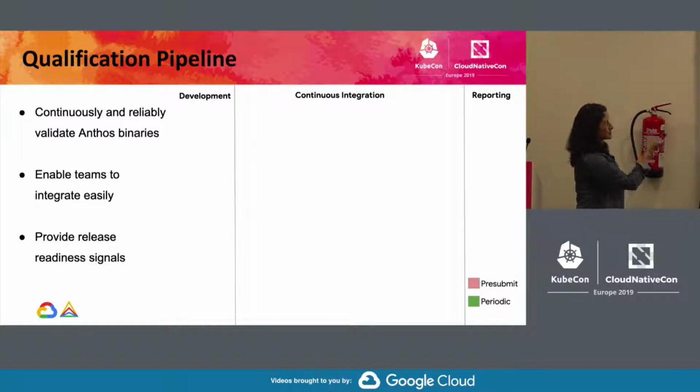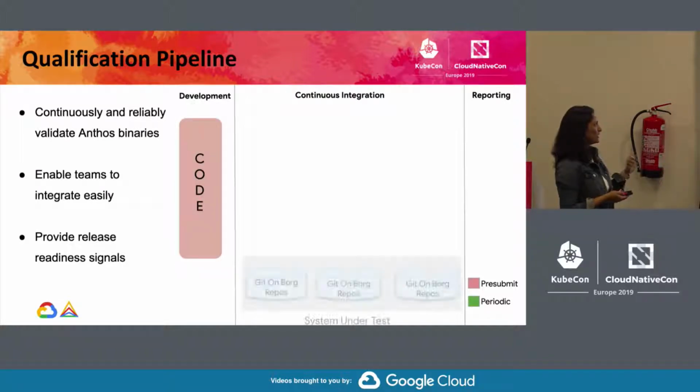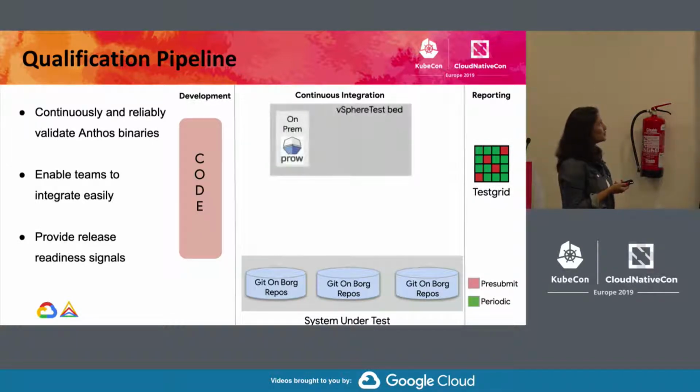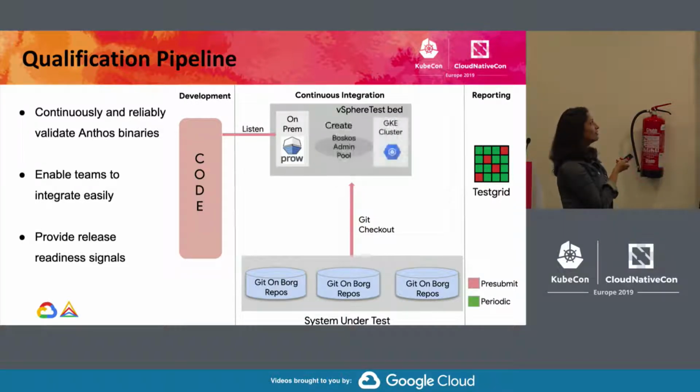We have our development, CI, and our reporting blocks, if you will. We develop on Gerrit, and we have Git on board, which is basically repos, which are our system under test, and all our reporting goes to TestGrid. We have our vSphere test lab, on which we have our own instance of Prow running, which listens to the Gerrit API for incoming CLs, and once there's a CL, it checks out code from our repository, builds your changes with the head at that point, and then leases out resources from Boskos to spin up an ANTHOS cluster, and runs your open source conformance tests, among other things, to qualify the health itself.